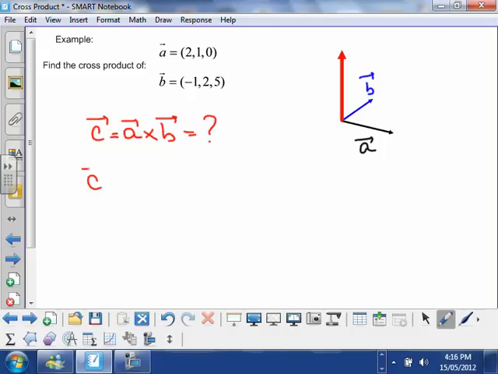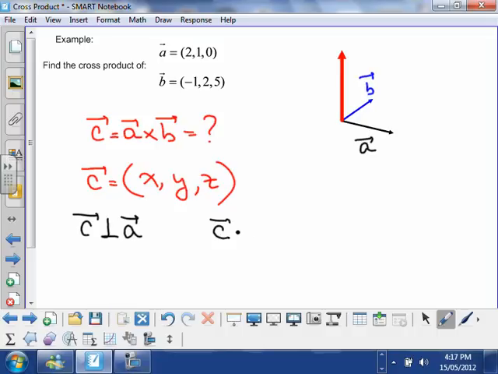Now, whenever I deal with a vector and it's unknown, let's call it, for example, x, y, and z. The coordinates of C are x, y, and z. What do I know about C? I know that C is perpendicular to A. What does it mean? It means that the scalar product of C and A must be equal to 0.